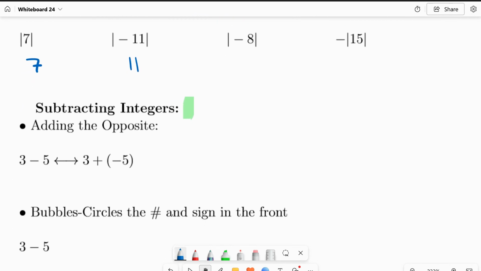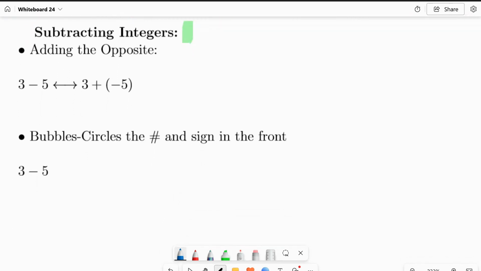All right, that is all of our addition and absolute value. Next, we have subtracting integers. So subtracting is essentially just adding the opposite. So if I have 3 minus 5, that is the same as saying 3 plus negative 5. So if you're struggling with subtraction, you can just think of this as an addition problem. Because 3 minus 5 gives us negative 2. 3 plus negative 5 also would give us negative 2.